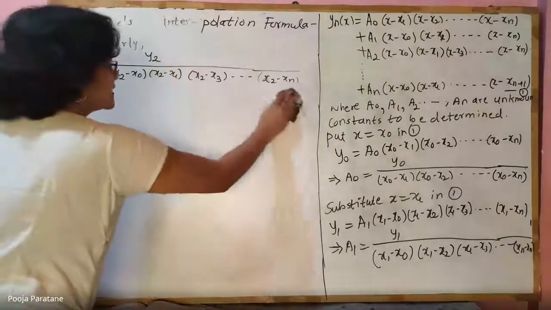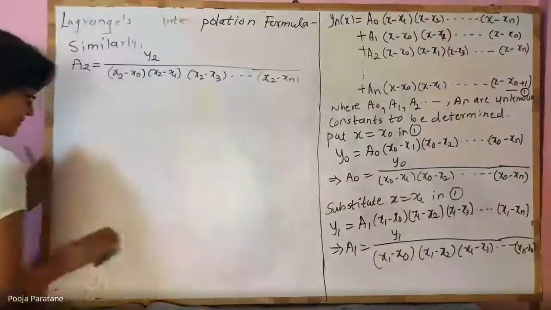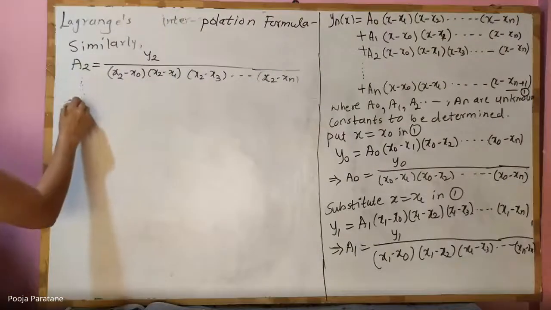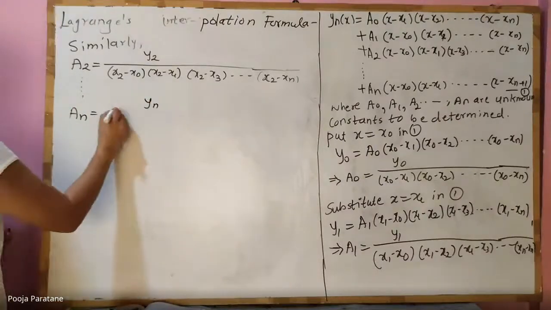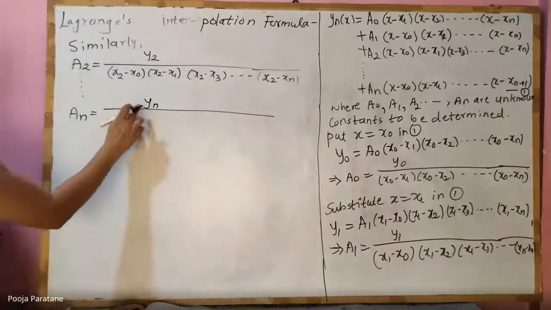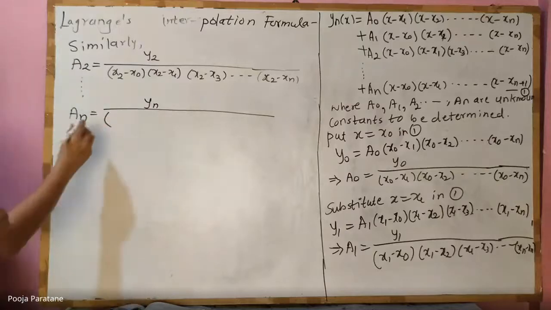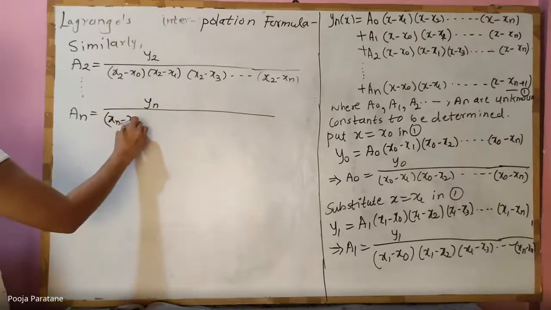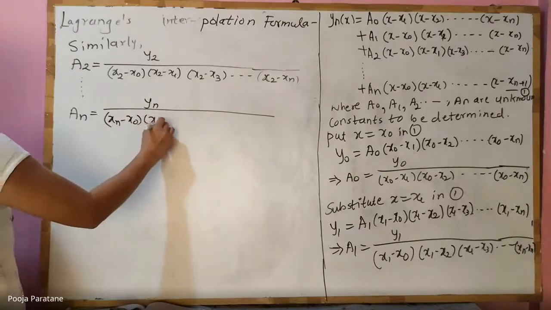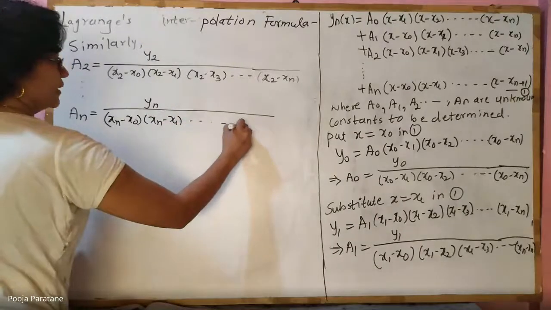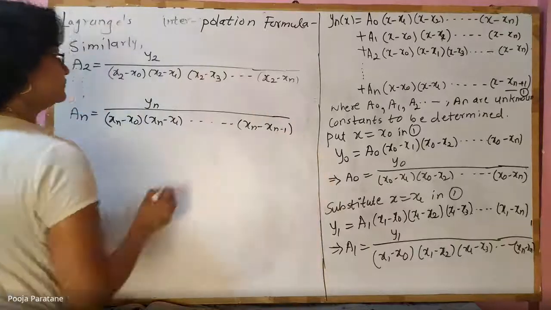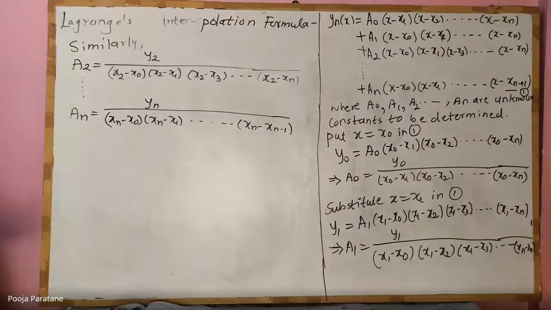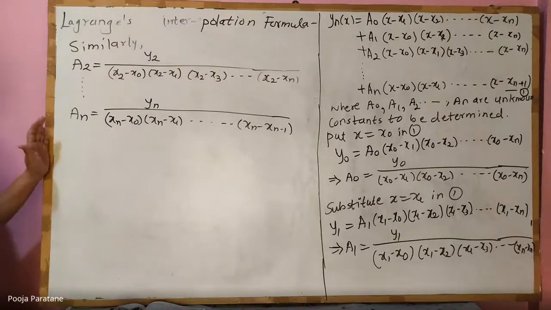And then we can generalize for an as: an is equal to, now the corresponding term is yn, the value of y is yn. Then here xn minus x0, xn minus x1 and up to xn minus xn minus 1. Substitute all these values in equation 1. Let us see what we get.